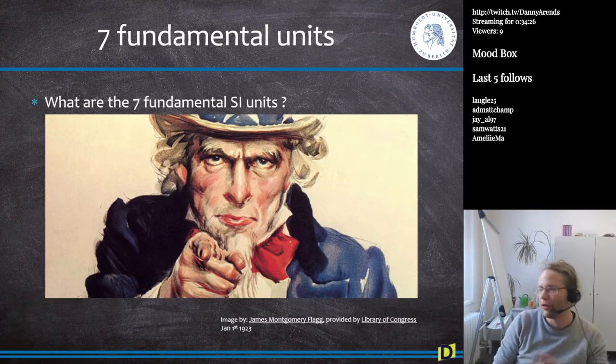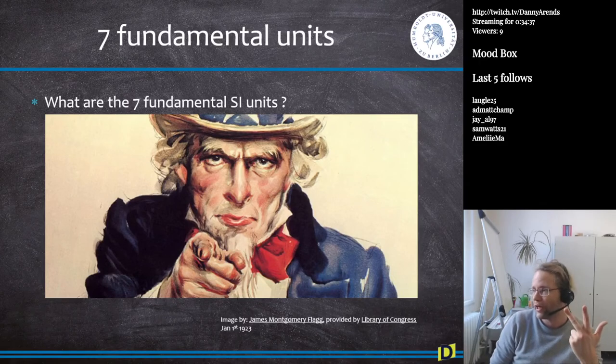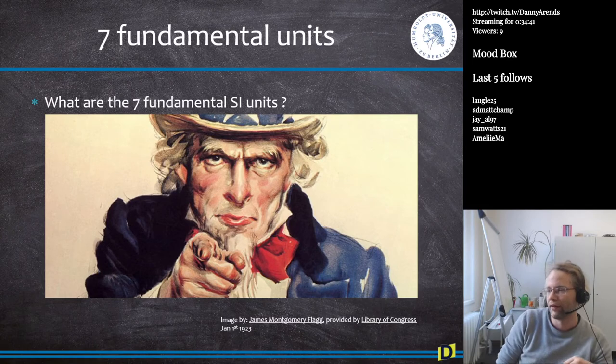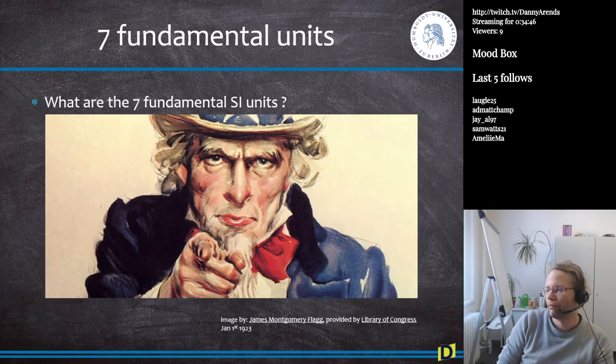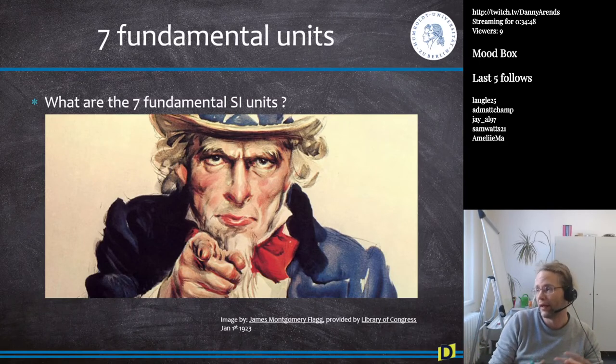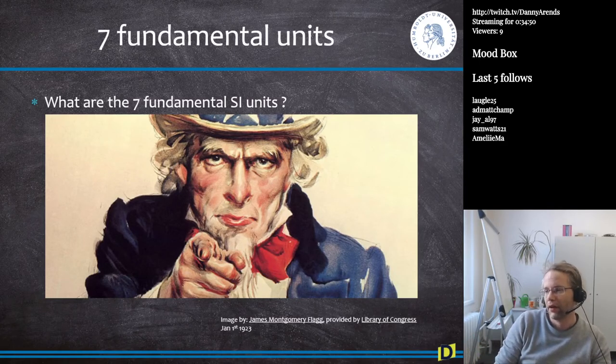But then we still have three, right? So we have seconds, which is time. We have meter, or the distance measurements. And then we have kilogram, which is the weight. So those are three out of seven. So there are four more fundamental SI units that you can guess. So what else do we use for measurement, and can we use to define?